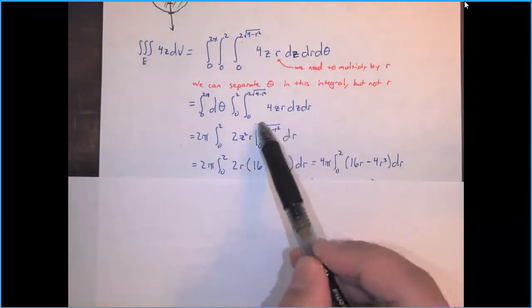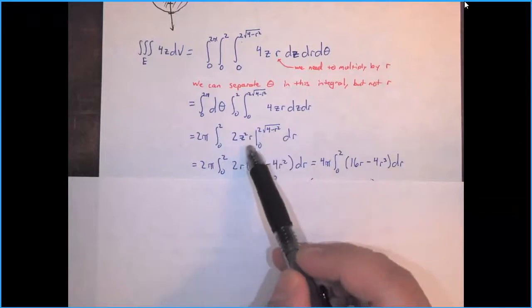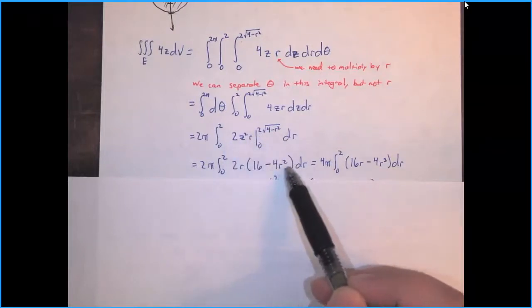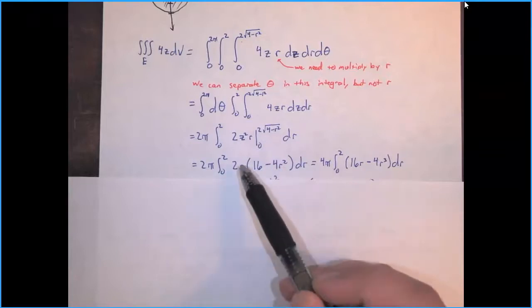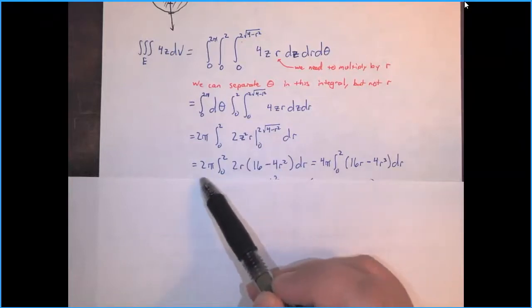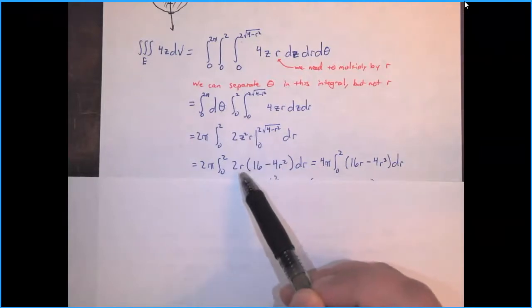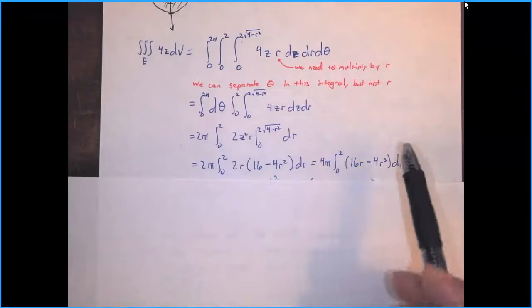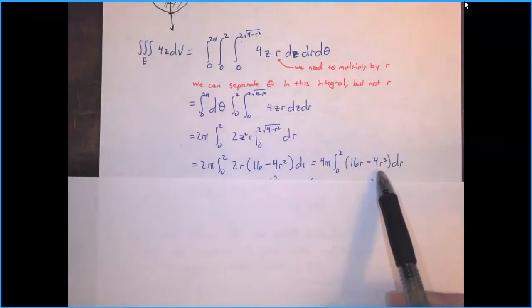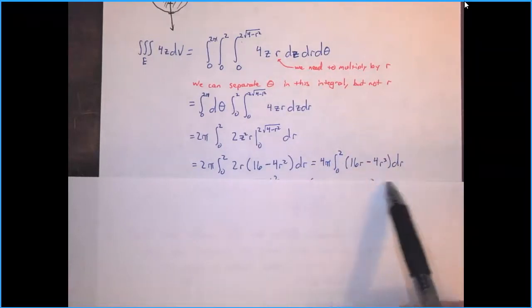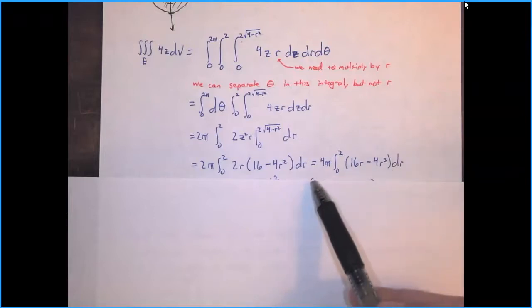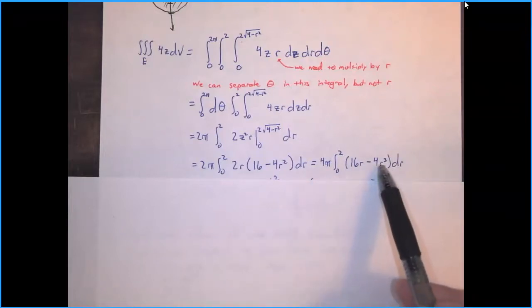So when I plug this bound in and square it, I get this 2r, that was the 2 and the r from here, times 16 minus 4r squared. Now I'm going to factor this 2 to the left to make this 2 pi 4 pi, and then distribute this r to the right to make this 16r minus 4r cubed. Now I just have an integral in r. You could also factor another 4 out, but I'm going to leave it here this time, so that when I integrate, I don't have any fractions.